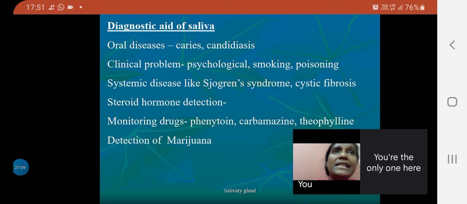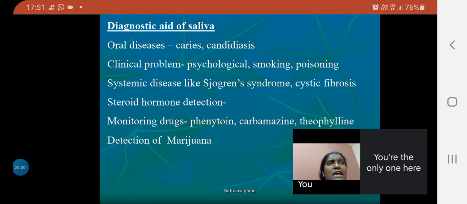Hence there is an alternative method that is available, and saliva can replace blood. Whatever tests can be done using blood can be done using saliva. So most of the places you can replace it. So even in a simple setup, you will be able to assess them. As I just mentioned, clinical problems such as psychological problems, smoking, poisoning, most of this can be detected using the saliva. Systemic diseases like Sjogren syndrome, just collect the flow of the saliva.